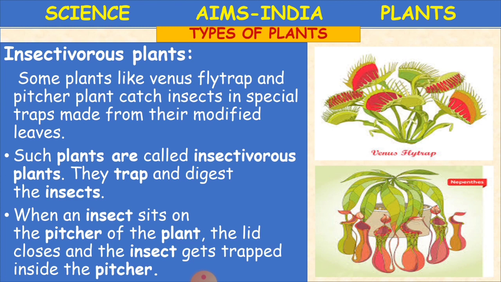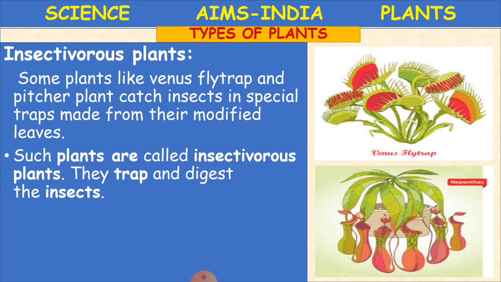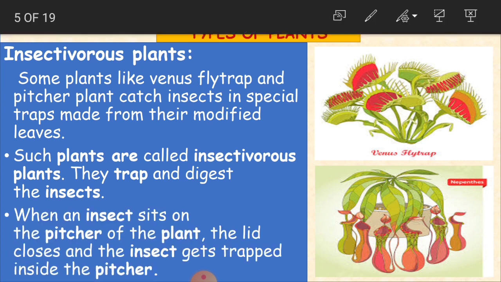When an insect sits on the pitcher of the plant, the lid closes and the insects get trapped inside the pitcher. Okay, so this is the diagram of the pitcher actually. This one is the pitcher, and this one is Venus flytrap. As it is there in the name, these plants are going to catch. First they'll trap the insect. Their food is like insects. They'll trap the insects and make them their food.